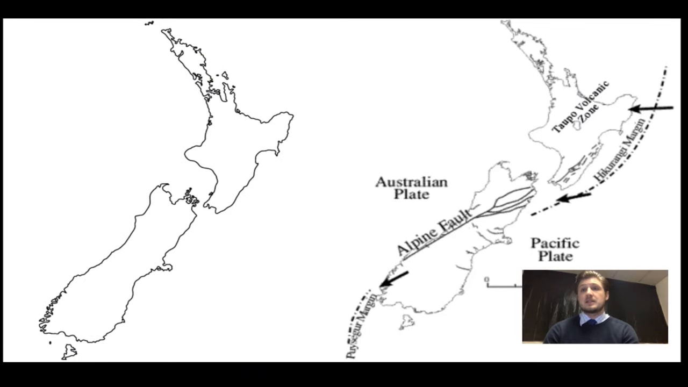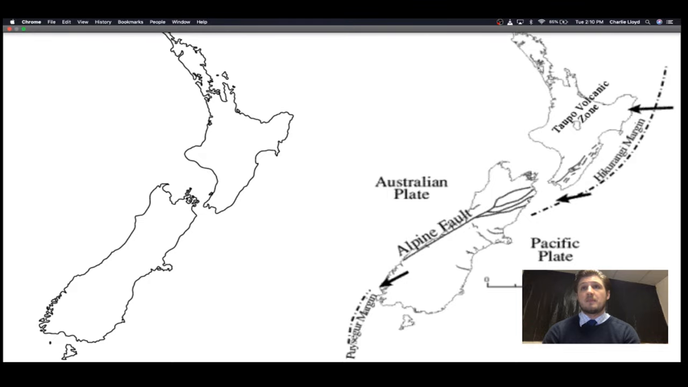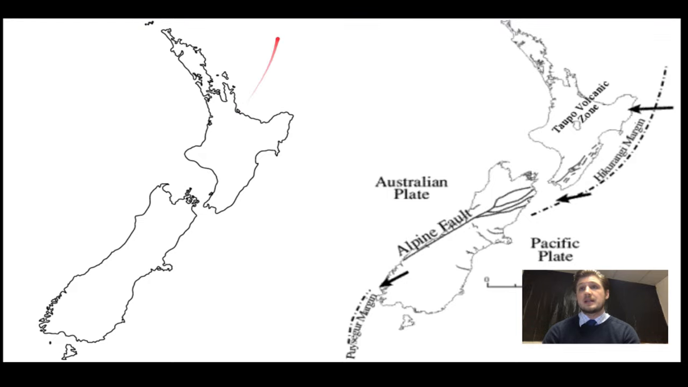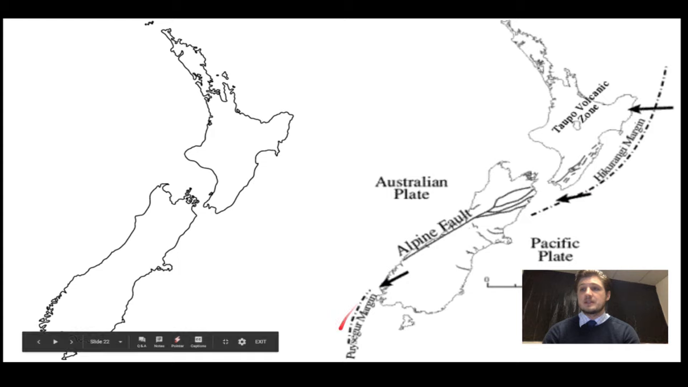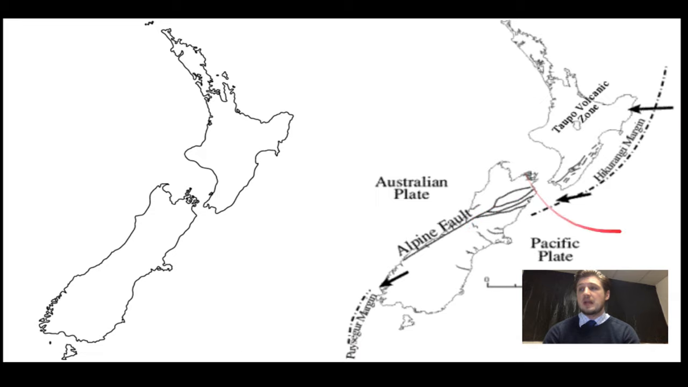So New Zealand, as I showed you a couple of slides back, is across multiple plate boundaries, and it actually covers right around here, as you can see on this diagram, through the South Island and down the bottom here. We actually see different types of plate boundaries, and we'll explore those in a little bit more detail in the next video.